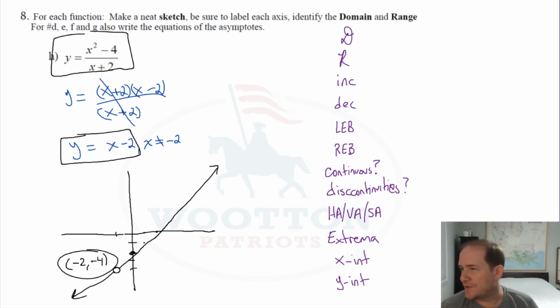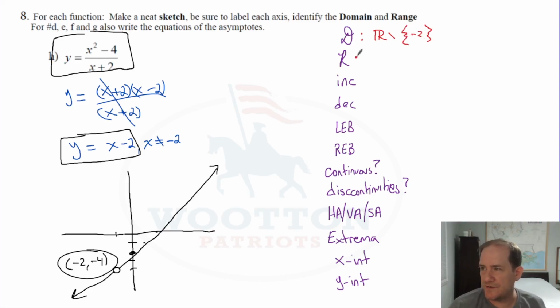Which means we can also answer questions. Our domain is all real numbers. Well, except for that one pesky one, the negative 2. Can't be negative 2. Alright, so our range is all real numbers. But wait, there's a hole in the graph. So we actually never ever get that particular y value of negative 4. So my range would be all real numbers except for negative 4.